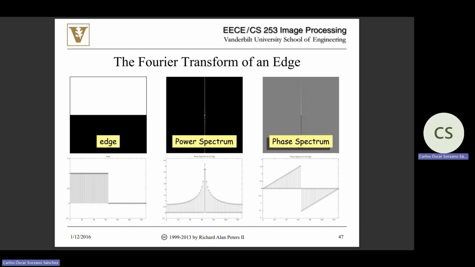What about edges, for instance? In this direction, they behave like constants, so in the frequency space they should behave as a delta. And in the other direction, it behaves as a step. The Fourier transform of a step is 1 over j omega, so it behaves like something that decays as 1 over the frequency.